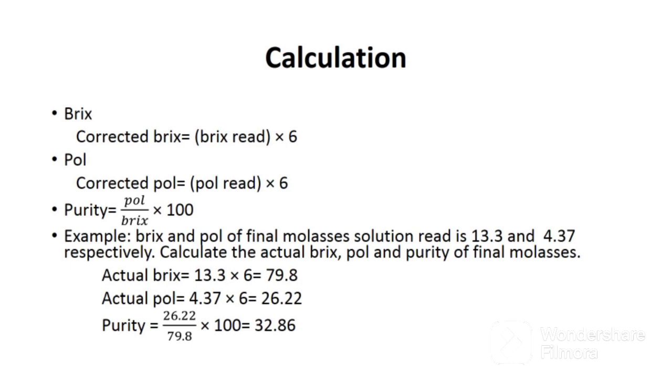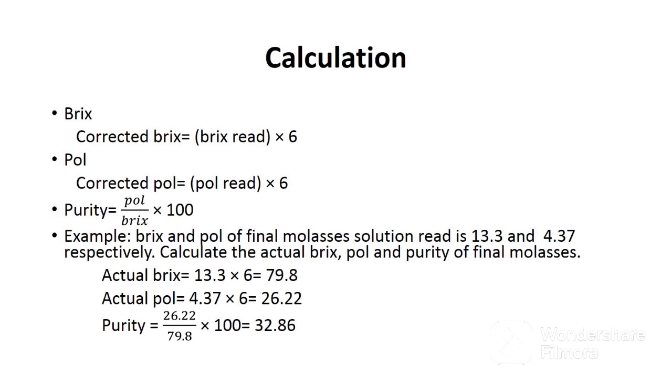Below is an example. The BRIX and POL of final molasses read is 13.3 and 4.37 respectively. Calculate the actual BRIX, POL, and purity of final molasses. To get the actual BRIX of final molasses, you take 13.3 times dilution factor, which is 6, equal to 79.8. So the BRIX of final molasses is 79.8. To get the actual POL of final molasses, you take the POL read, that is 4.37, times dilution factor, which is 6, equal to 26.22. So the actual POL of final molasses is 26.22.